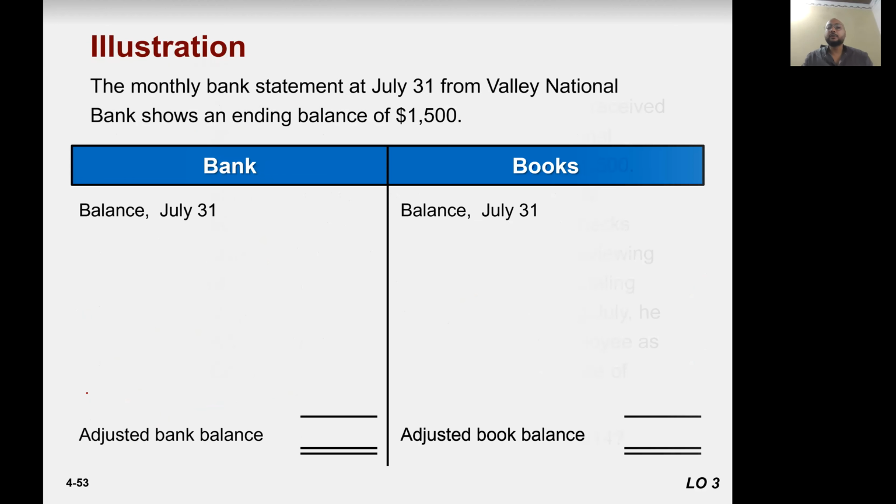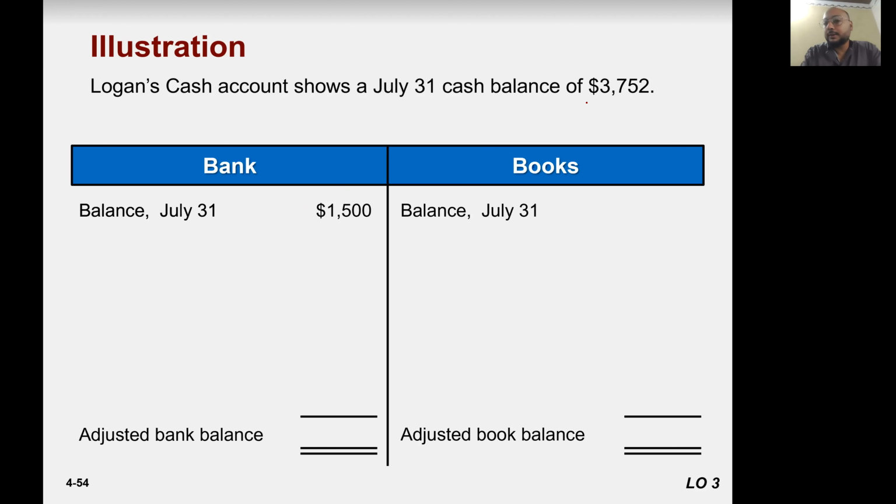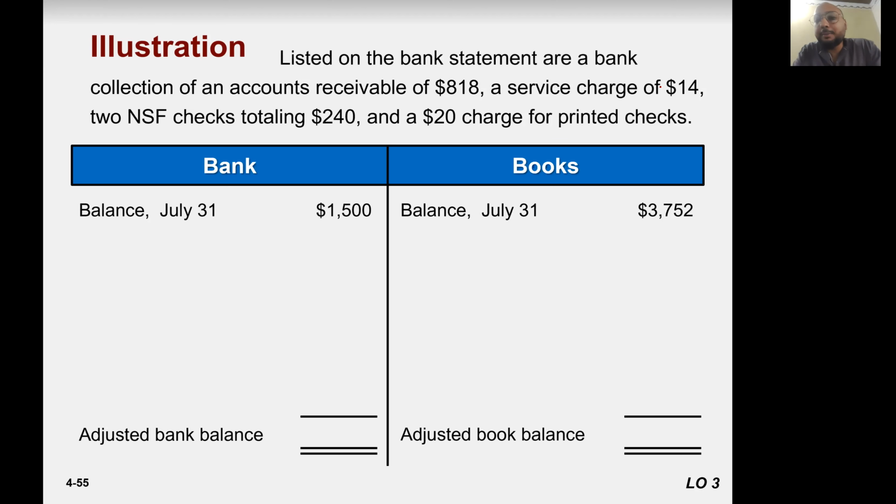Let's see that. Bank reconciliation starts by writing down the balance on the book, the cash book balance. You can also write down the cash book here if you want. So bank and cash book side. On 31st July, what was the balance? Bank balance 1500. The cash side balance is 3752. It's given.